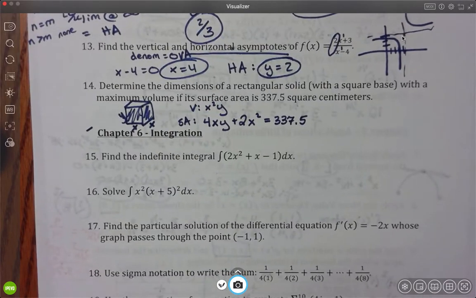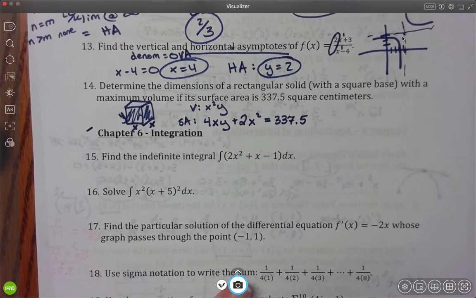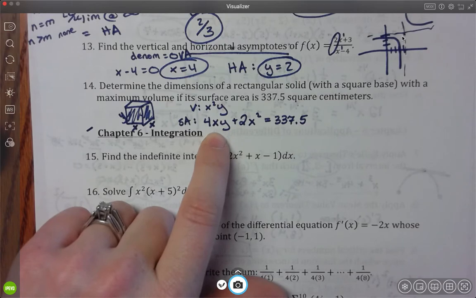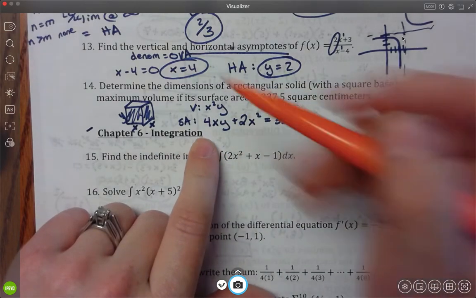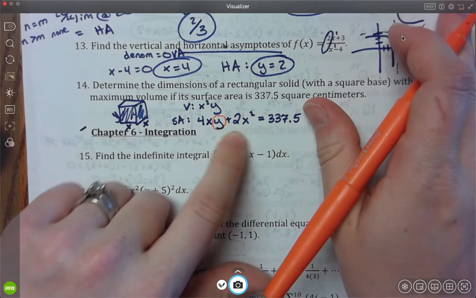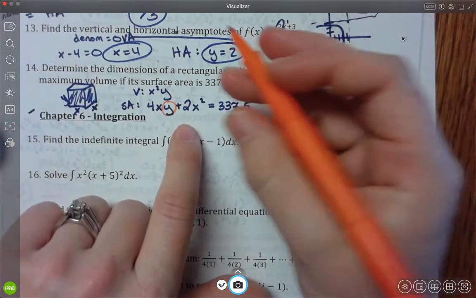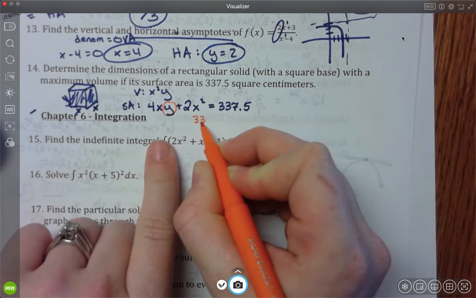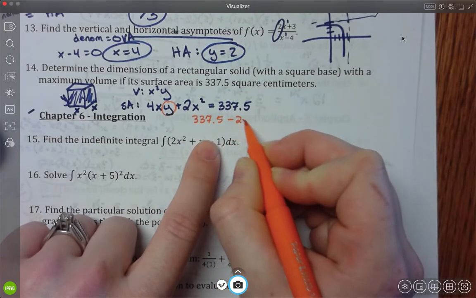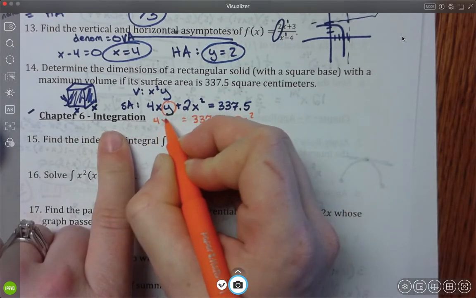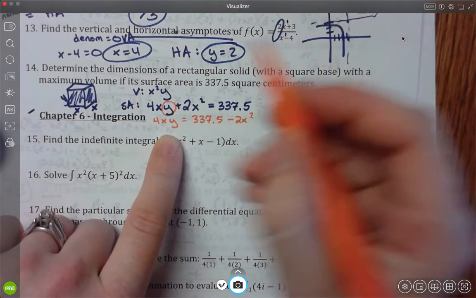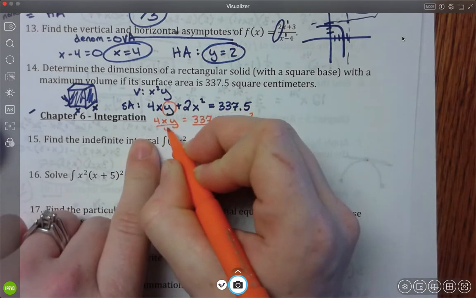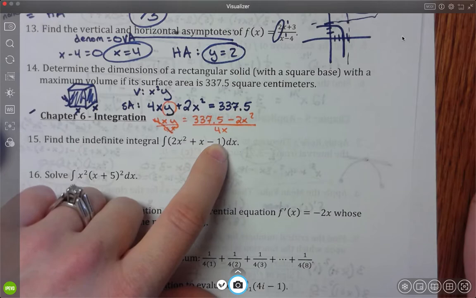So, yucky. What I want to do is solve the bottom equation for one of the variables, and the easiest one to solve for is y. Then I'm going to plug it into the top one. So let's start moving things around. Let's move the 2x squared to the other side. So I have 337.5 minus 2x squared equals 4xy. If I'm trying to get y by itself, I'm going to divide by 4x, and so y is this right here.